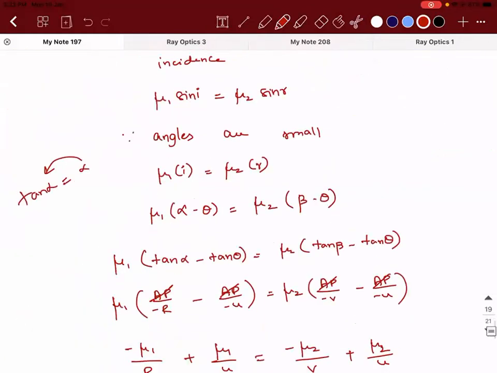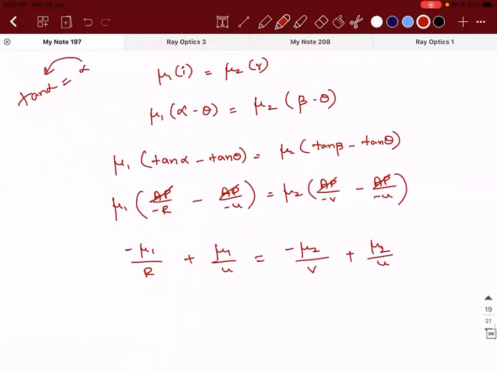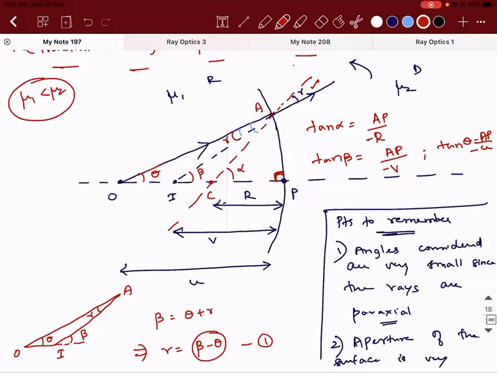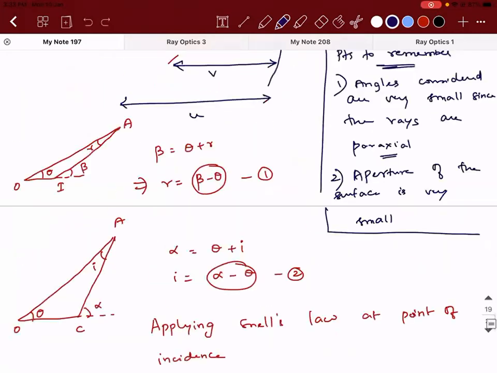So one minute guys, don't copy it. So mu2 by V minus mu1 by U should be equal to mu2 minus mu1 divided by R. There is a mistake. I'll tell you where the mistake is. Okay. Now I want you guys to work with me. I found the mistake. Can you tell me that there is a mistake in the angle that I have taken? R should be R, sir, an angle R.